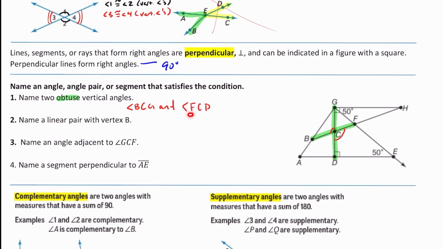So again, I have my 3 points. C is the vertex, so C must be written in the middle. I'm telling the reader here that these 2 angles are vertical angles, and those vertical angles are obtuse. All right, I'm going to go ahead and show you another example.